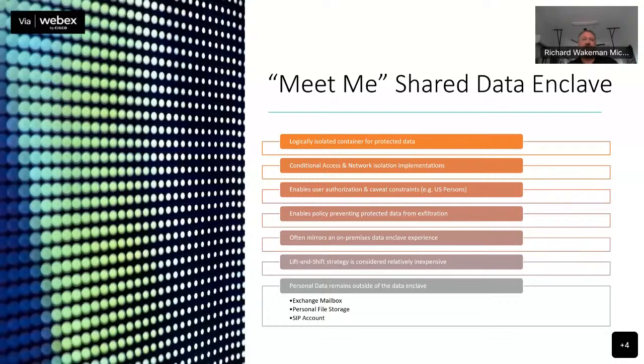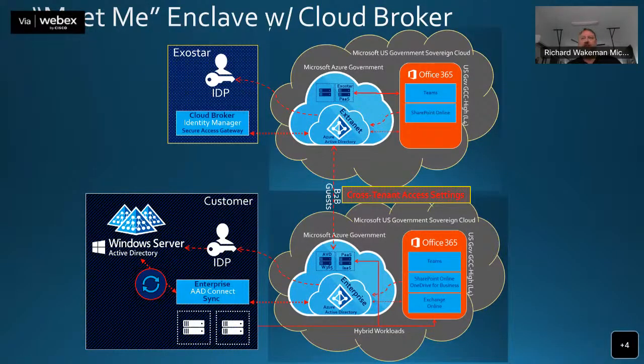So the user's Exchange mailbox and their OneDrive for Business, et cetera, may still be on premises or in a commercial side environment. So you have to have the right level of governance policies to protect CUI from spilling over. I put together this diagram sometime back in the context of working with Exostar to really illustrate, especially for an industrial-based prime contractor that is currently homed within GCC High, that they may establish this Meet Me enclave and be able to leverage services such as what Exostar has with the Secure Access Gateway.